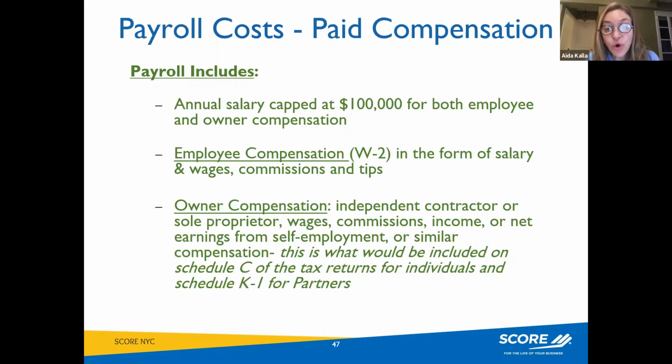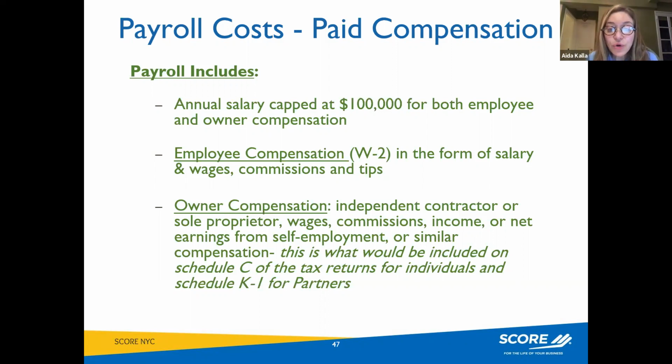You are not eligible to use PPP funds to pay your independent contractors. However, the independent contractors themselves can apply and are eligible to get their own PPP. But anything that you've spent that went to an independent contractor, you cannot use in the forgiveness application.